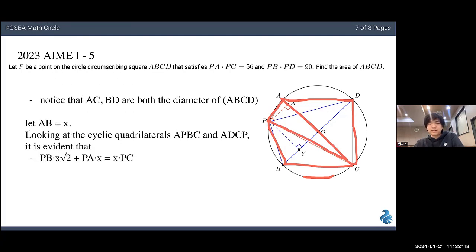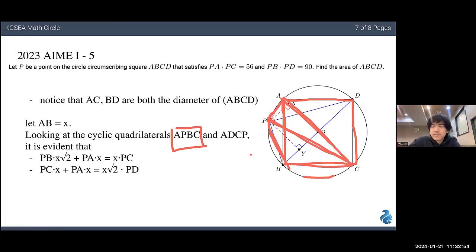And now it is evident that PB times x root 2 plus PA times x equals x times PC. So that's the one we got from APBC. Since x times PC is going to be equal to PA times x plus PB times x root 2. This, if you remember, was Ptolemy's theorem that we covered before.